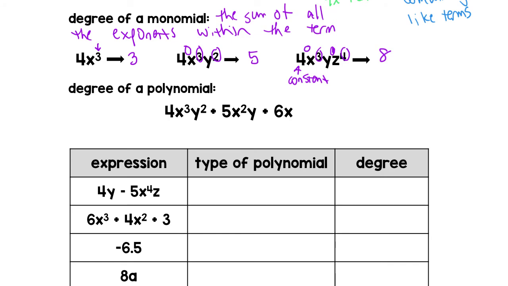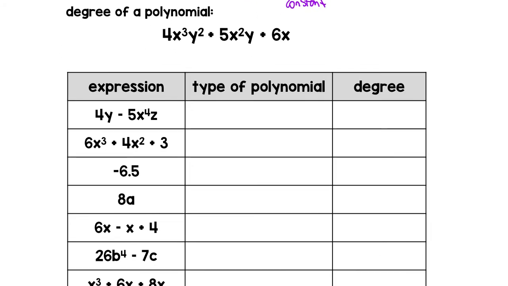So let's look at this next part here. We want to find the degree of a polynomial. That is the greatest degree in the polynomial.